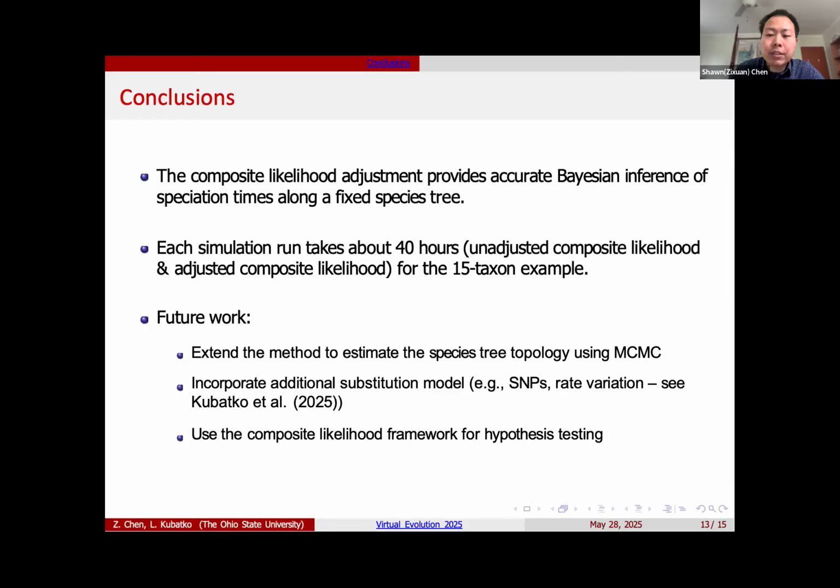Our future work will extend the method to estimate the species tree topology using MCMC. Also, we want to incorporate additional substitution models, such as being able to use SNP data or allow rate variations across sites. This has been implemented under the frequentist composite likelihood paradigm in Kubaco et al. 2025. And lastly, we want to use this composite likelihood framework for hypothesis testing.